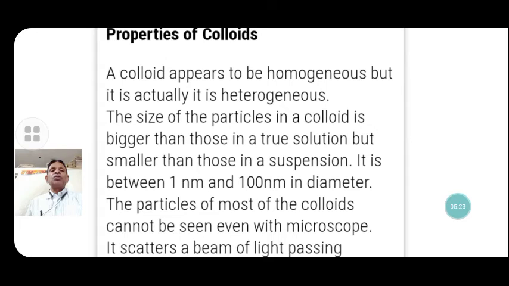Now, the properties of colloid are given here. A colloidal appears to be homogeneous, but it is actually a heterogeneous mixture. The size of particles of a colloidal is bigger.